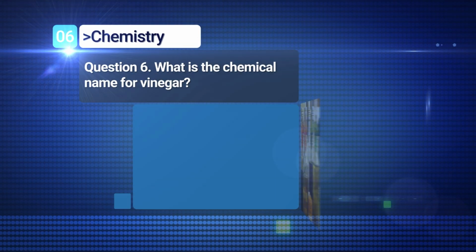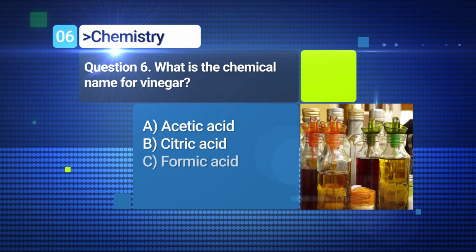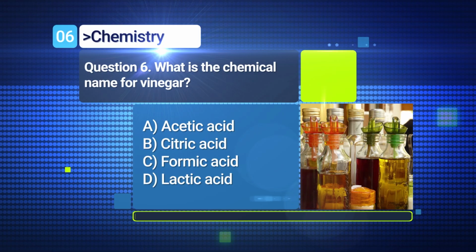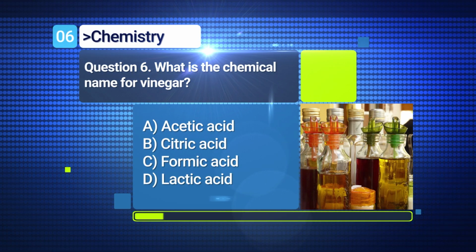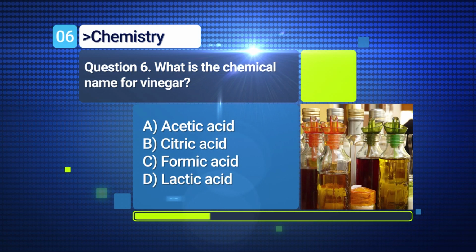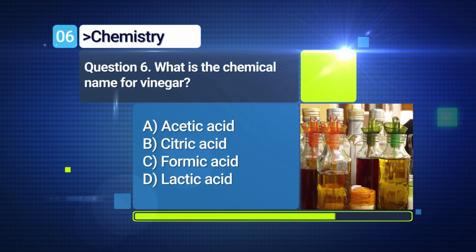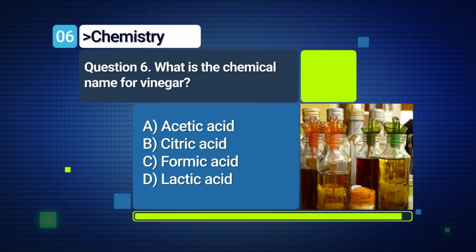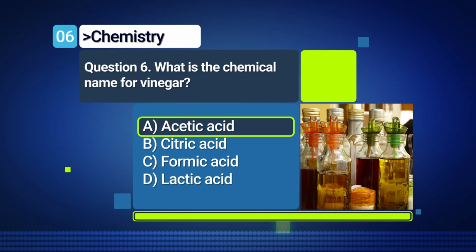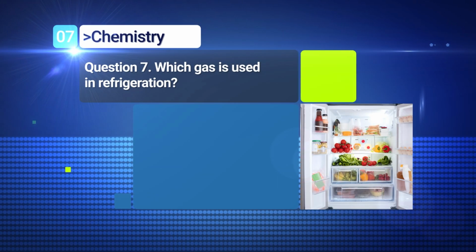Question 6. What is the chemical name for vinegar? A. Acetic acid. B. Citric acid. C. Formic acid. D. Lactic acid. Answer: A. Acetic acid.